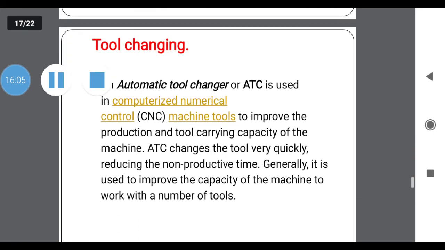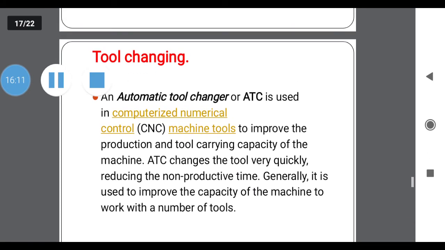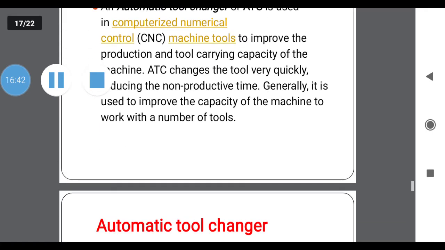Next one, tool changing. When you need to change the tool, that is a tool changing activity. This is also called a tool changer or automatic tool changer, ATC, in CNC and DNC. This indicates changing the tool in the process of a machine without disturbing the other parameters. An ATC changes the tool very quickly, reducing the non-productive time. Generally, it is used to improve the capacity of the machine to work with a number of tools. Means with a number of tools operation, we work. That is a tool changing activity. That is a tool changer.